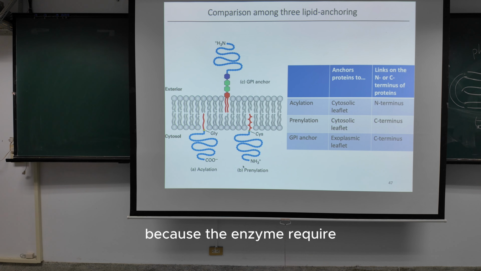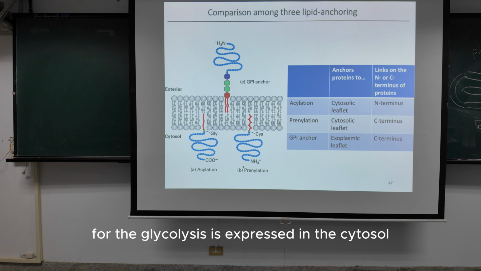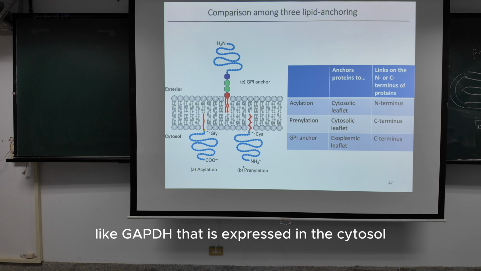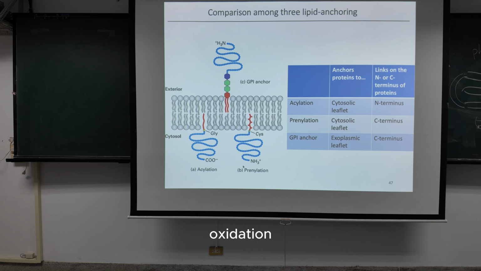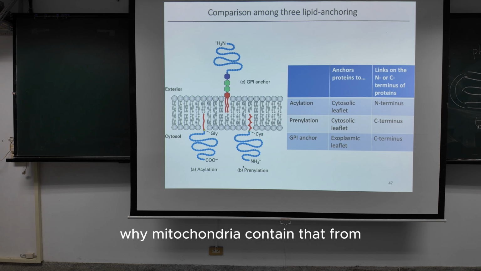Because the enzyme required for glycolysis is expressed in the cytosol, like GAPDH. So why does oxidative phosphorylation only happen in the mitochondria? Why do mitochondria contain that function? Because the enzymes required for oxidative phosphorylation are only expressed in the mitochondria. Okay, that would be kind of the principle.